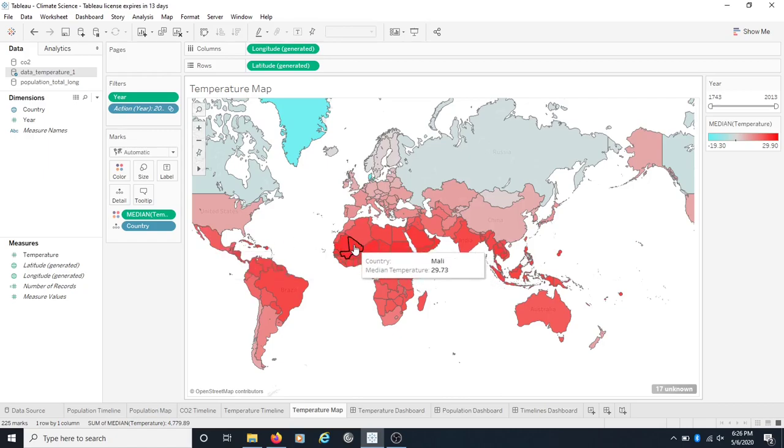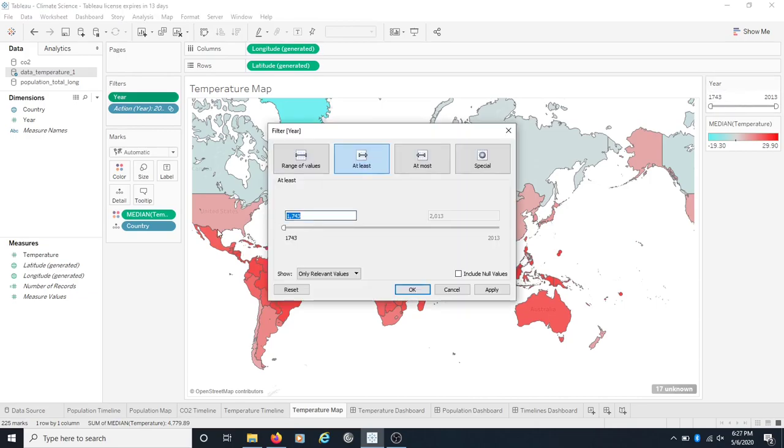So 22 compared to 30, it's unbelievable. When you think about how hot Mexico is, imagine how hot it must be to live in these countries. Interesting features that you can put in for Tableau are filters. Let's do at least, and let's start at 1960.